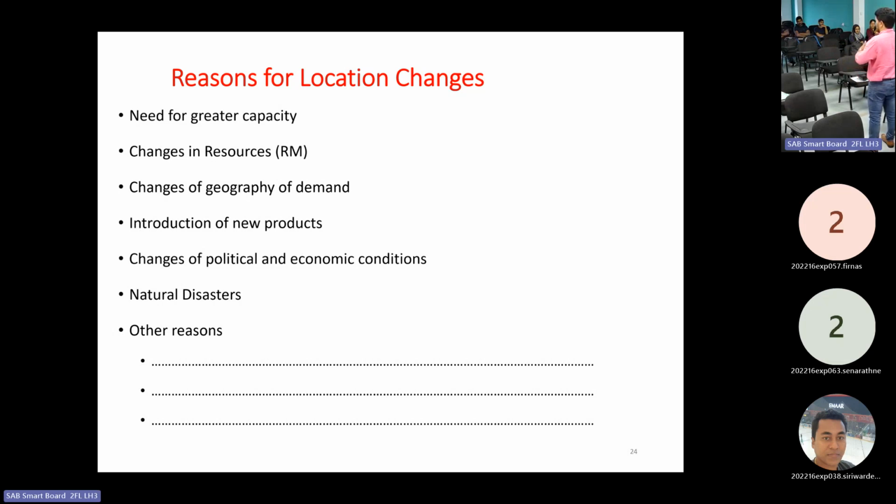And so, being close to the market is important for manufacturing firms also. Understood it? We understood some other techniques.